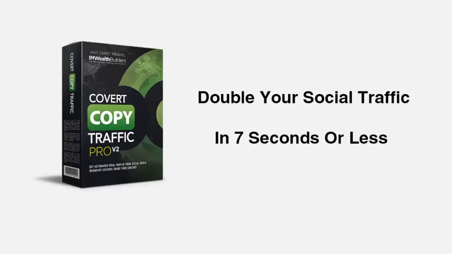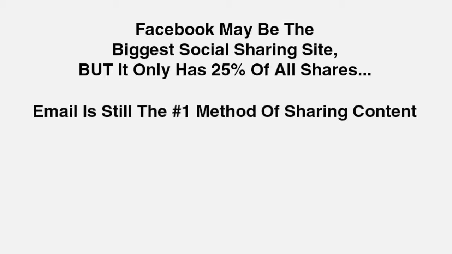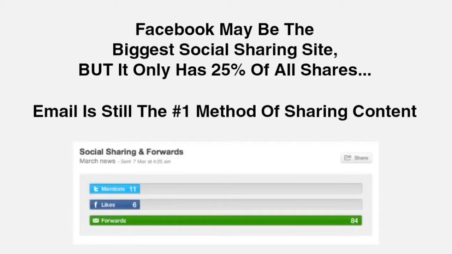In this short demo video, I want to show you how you can double your social traffic in 7 seconds or less. Facebook may be the biggest social sharing site, but it only has 25% of all shares that happen. Email is actually still the #1 method of sharing content online. Here's an example of the statistics from just one of our own campaigns, and it's easy to see the shares from email far outweigh those from Facebook or Twitter.